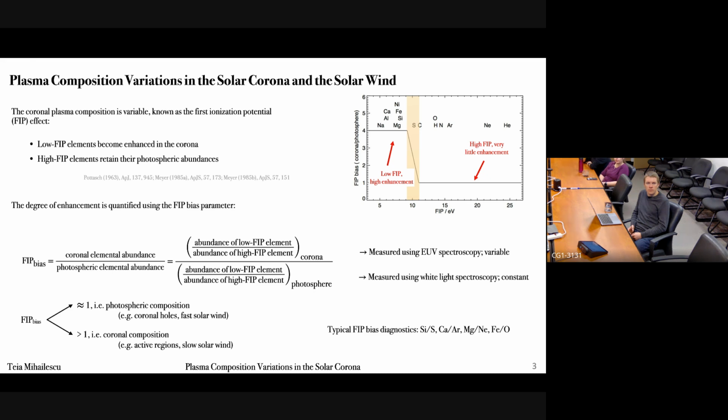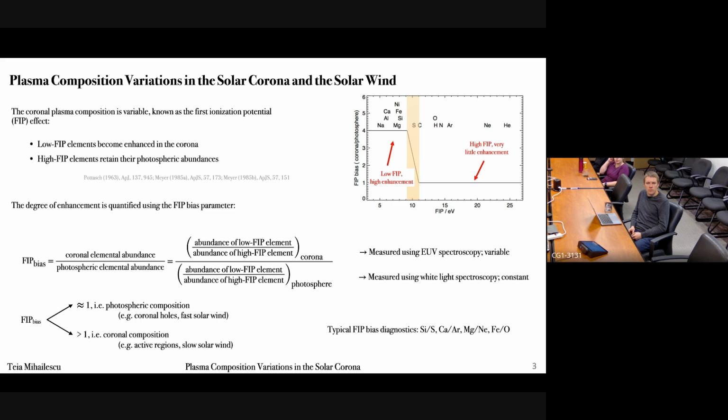So what's typically done is, instead of measuring the abundance of an element relative to hydrogen, we measure it relative to another element that we know has a high first ionization potential. So we don't expect it to have any variations in abundance going from the photosphere to the corona. A few examples of that are oxygen, argon, and neon. Another example that's usually used is sulfur, but I'll talk about that more later. So typically we measure the abundance of a low FIP element relative to a high FIP element in the corona. We divide that by the photosphere, and that gives us the FIP bias.